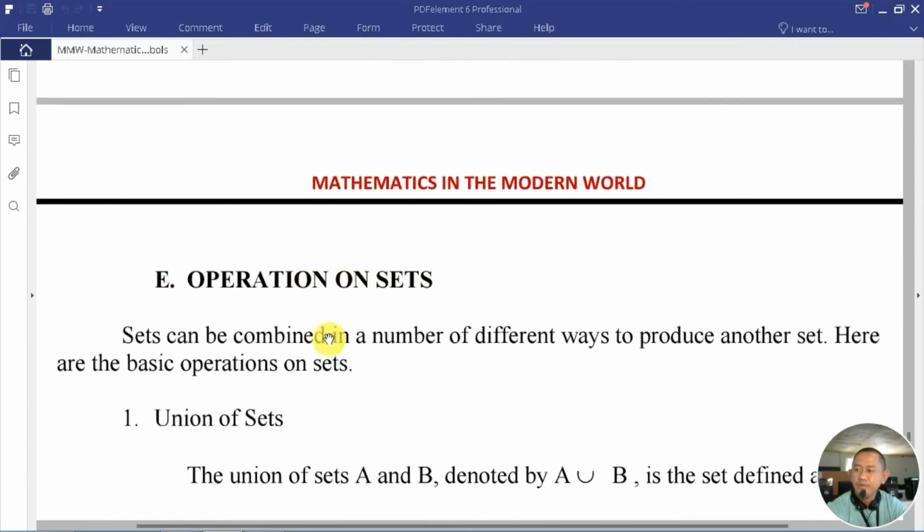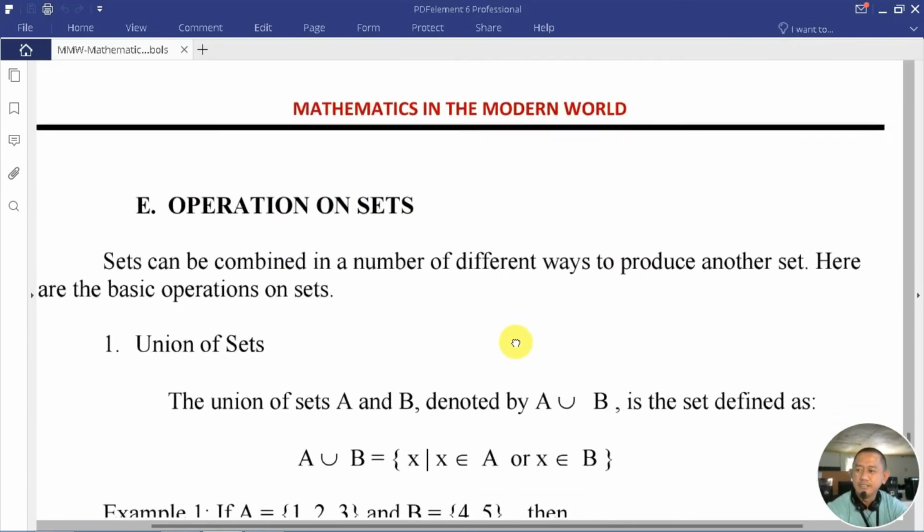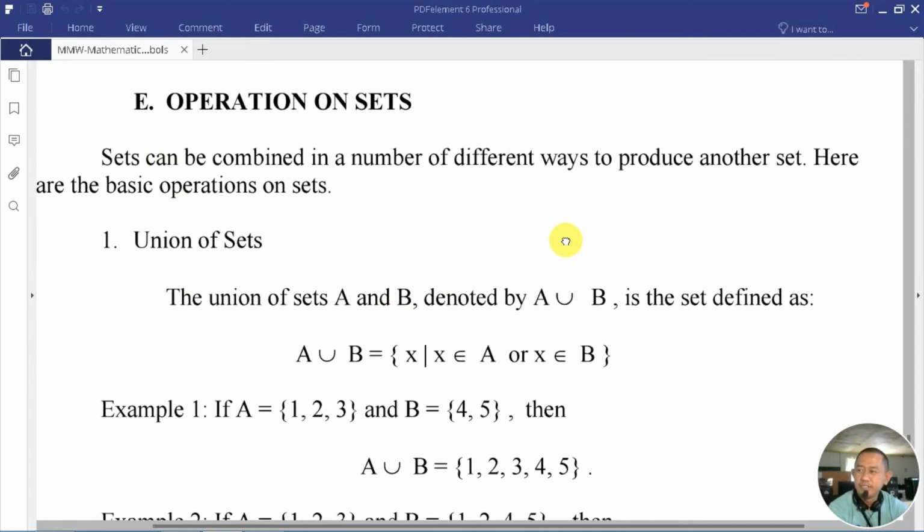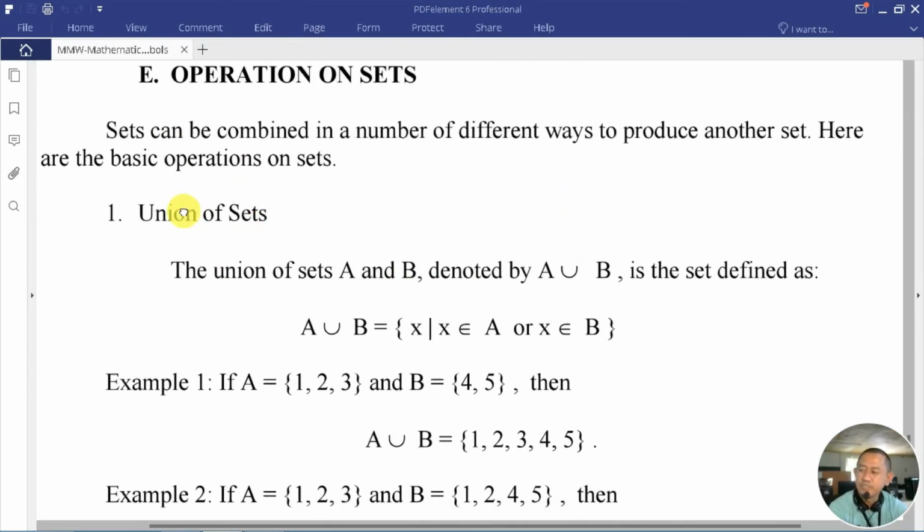Now, the operations of sets. We have the union. The first one is the union of sets. Sets can be combined in a number of different ways to produce another set. So, these are the basic operations. The first one is the union of sets.